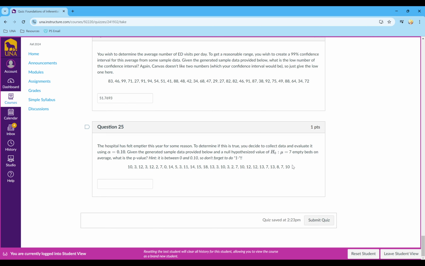Hospitals felt emptier this year. To determine if this is true, you decide to collect data and evaluate. Given the generated sample below and null hypothesized value, mu equals 7 empty beds on average, what's the p-value? Hence, it's between 0 and 0.10, so don't forget to do 1 minus.